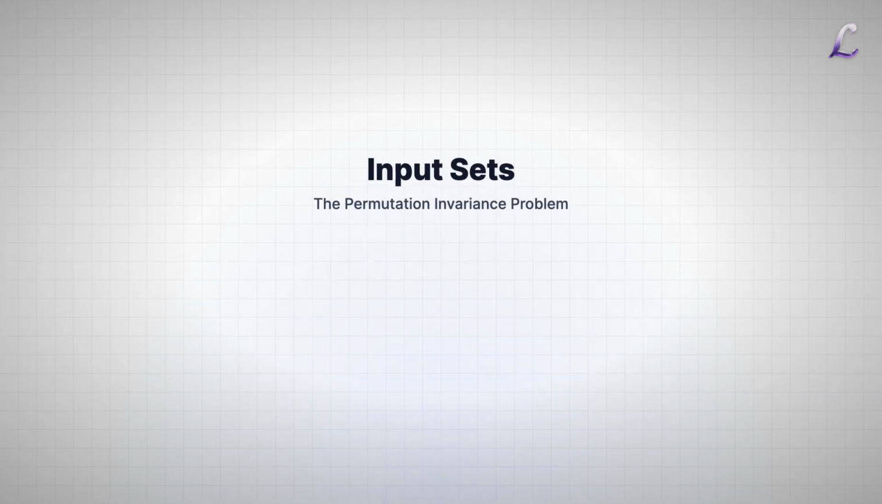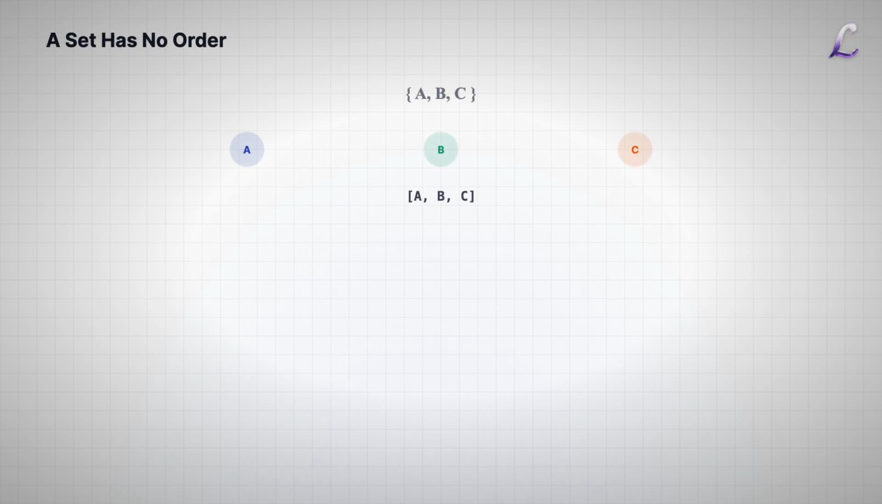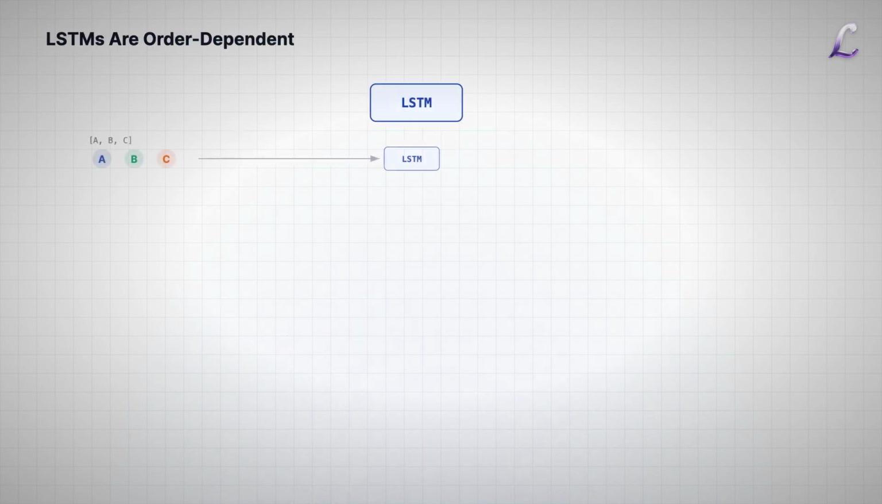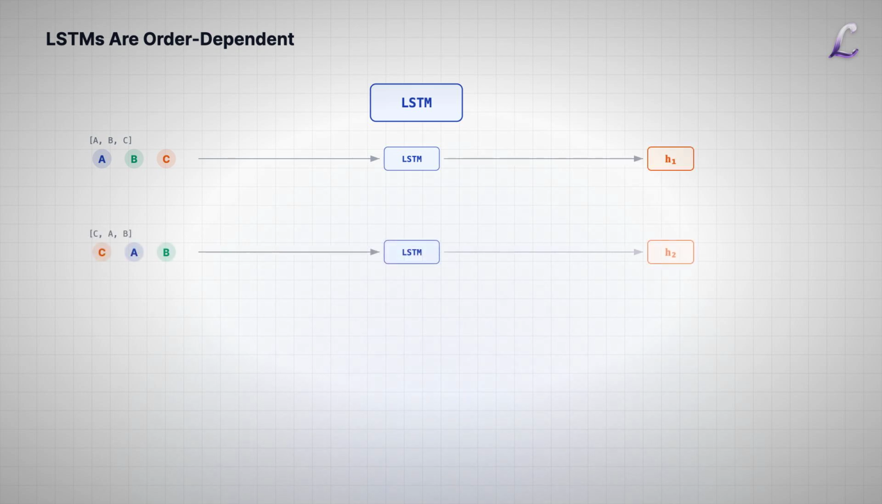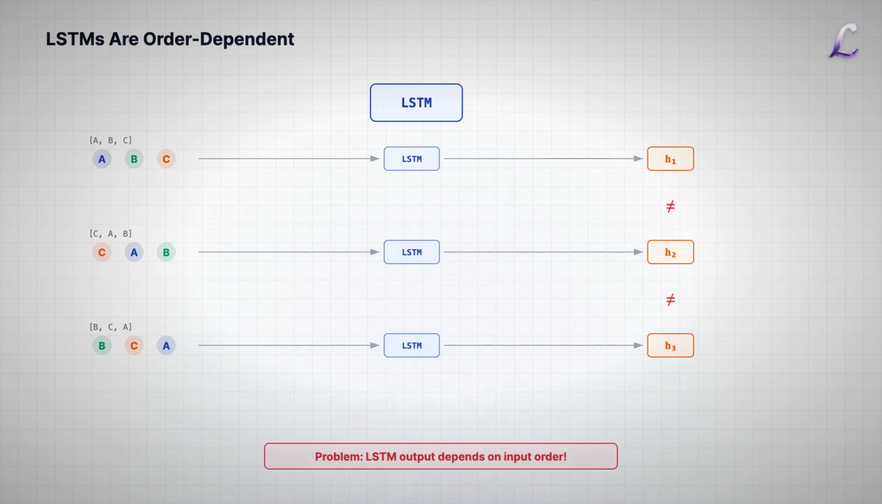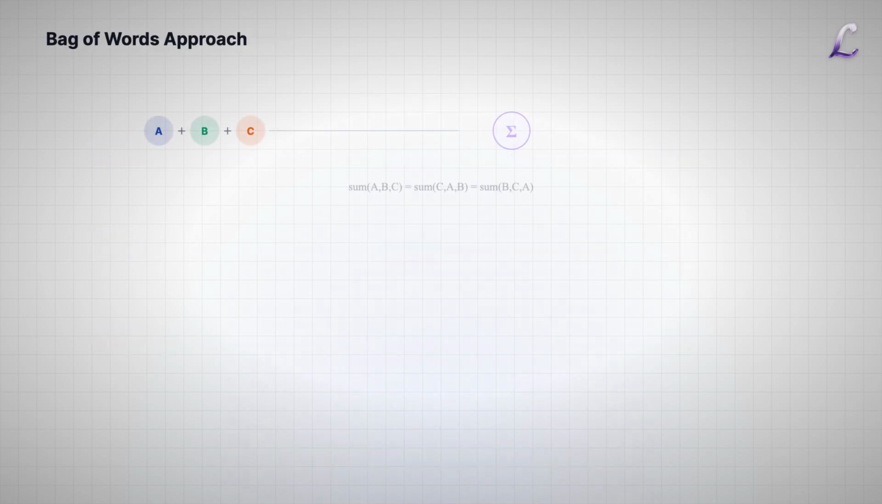So we've established that ordering matters. Now let's formalize the problem for inputs. A set is fundamentally different from a sequence. The set containing A, B, C is identical to the set containing C, A, B. We need our model to respect this symmetry. It should be permutation invariant. But LSTMs are inherently order dependent. Feed in A then B then C, and you get a different hidden state than if you feed in C then A then B. The representations are different, so the downstream predictions will be different.